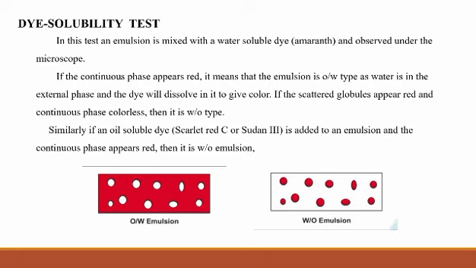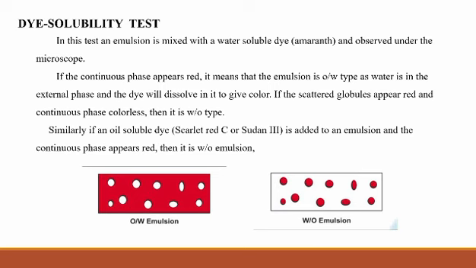So when we look at the pictures, we know the first picture denotes the oil in water emulsion. Oil in water emulsion means the water is the outer surface. We know that the outer surface is the continuous phase. In the first test, we are using the water soluble dye, for example amaranth.